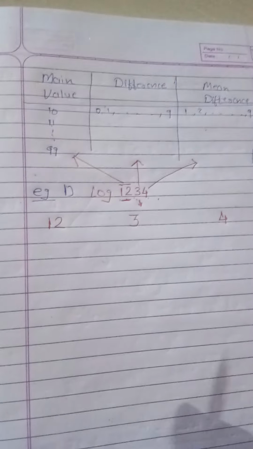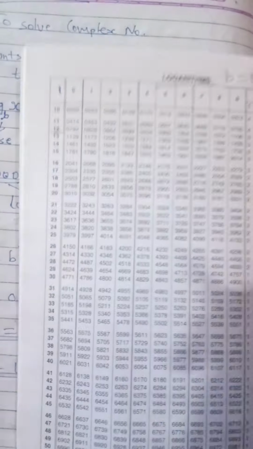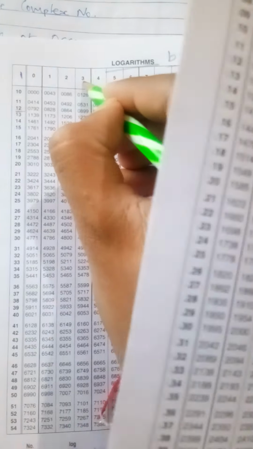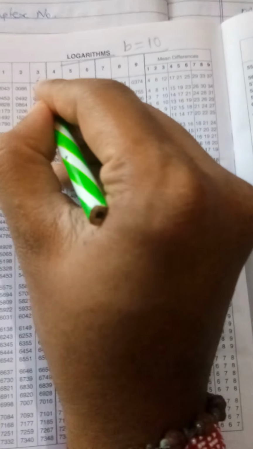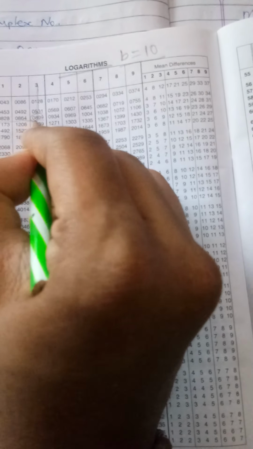Okay, how can we see? Let's check. In the main value, find 12. Where is 12? You can see 12 is here. What is the difference here? 3. So find difference 3 here. Match the column and row from here to here: here 3 and here 12. What is the number you will get? Just note down that number.